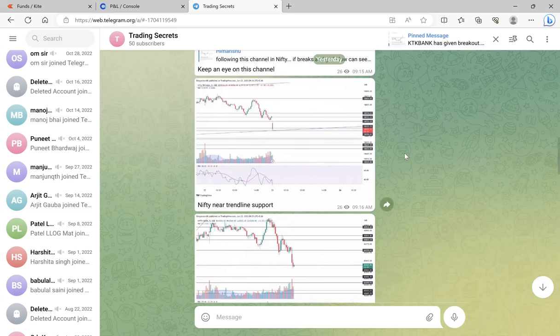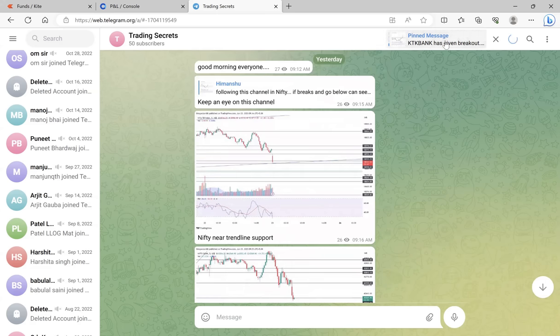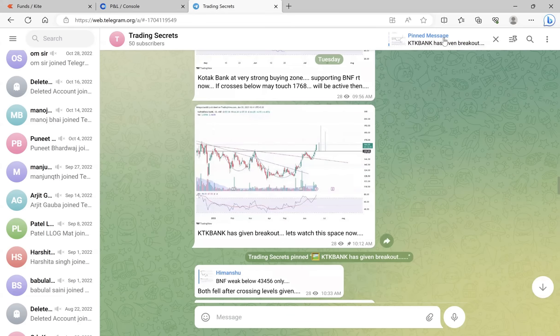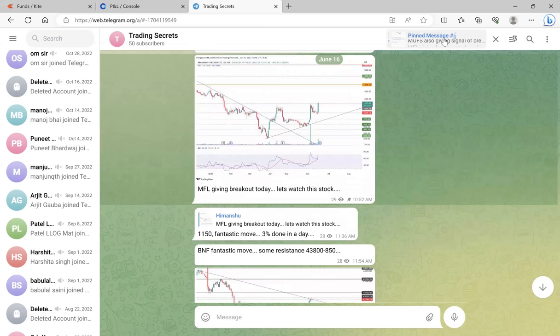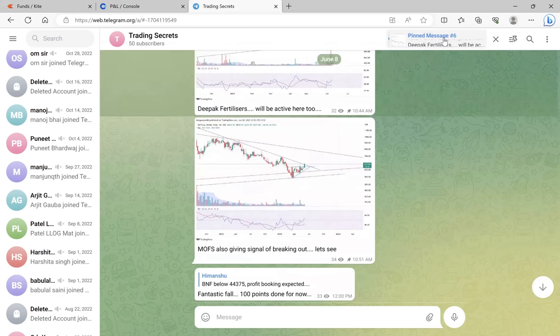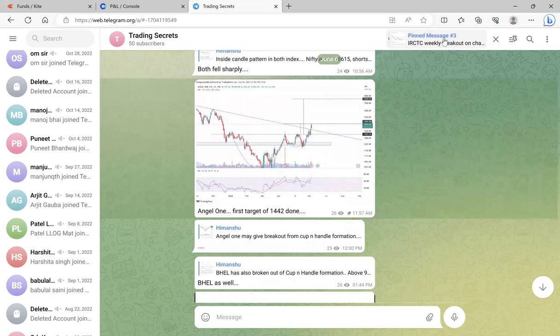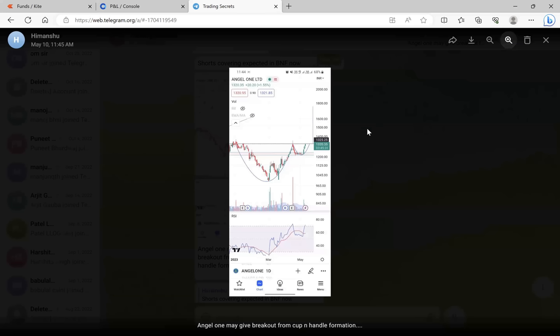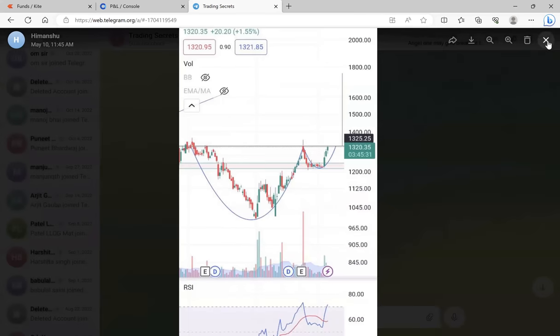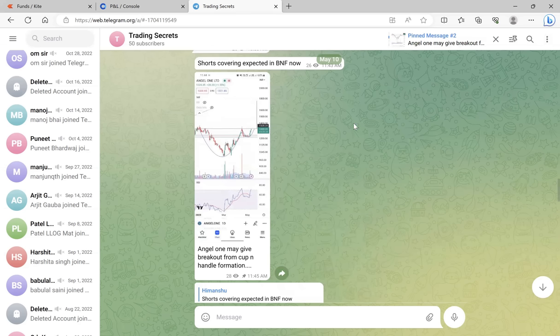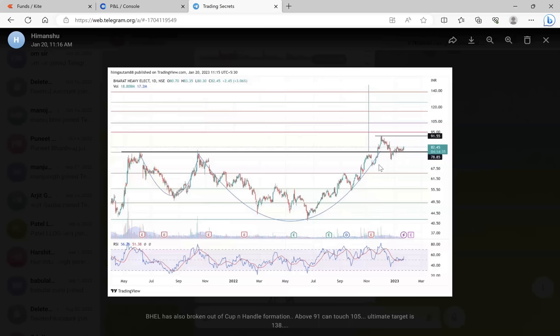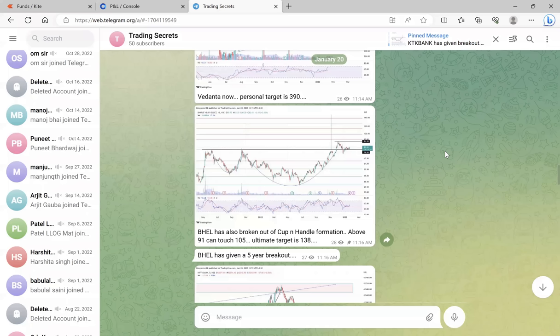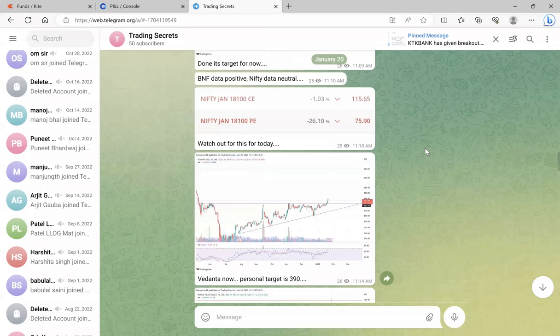And I often give a few good fundamental stocks as well, such as when Karnataka Bank gave a breakout, so I gave it. Then after that, Meghmani Fine Chemicals, then Motilal Oswal, Deepak Fertilizer, Tata Power, Angel One, then IRCTC. Angel One gave a breakout at 1320, so that time I gave this call, and it was on May 10. Within a period of 1.5 months, it has already touched more than 1600. I gave an update on BHEL also when it was nearly about 78, and after that it touched 90. I gave on Vedanta also, and we all made a good profit in this as well.